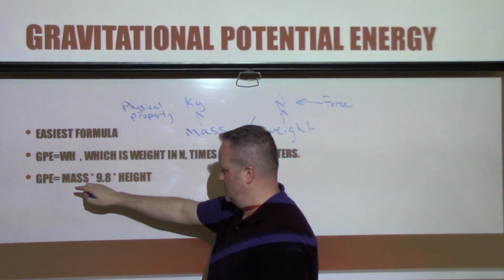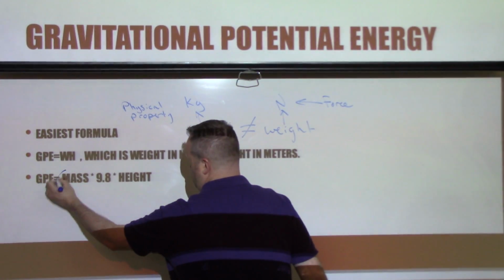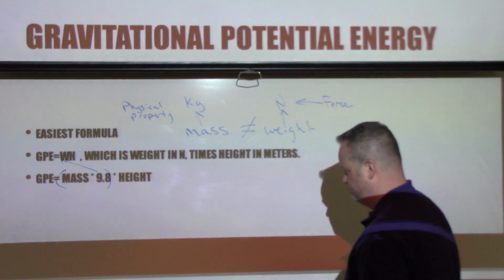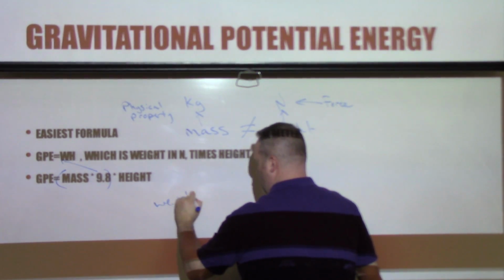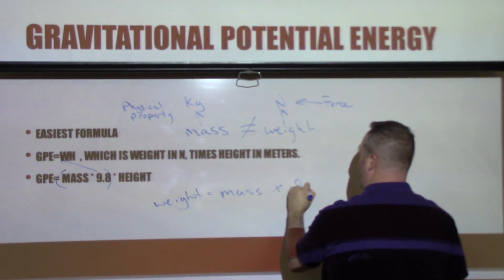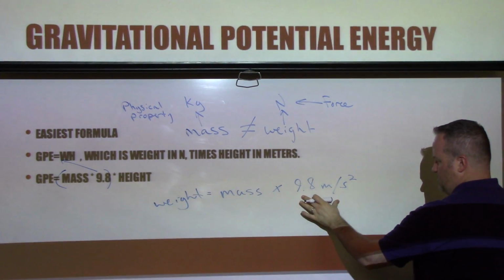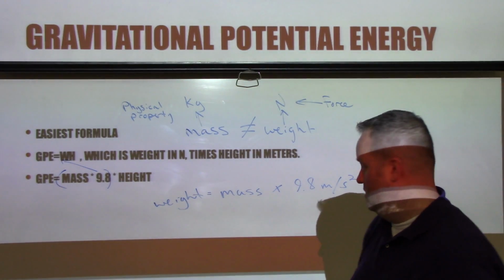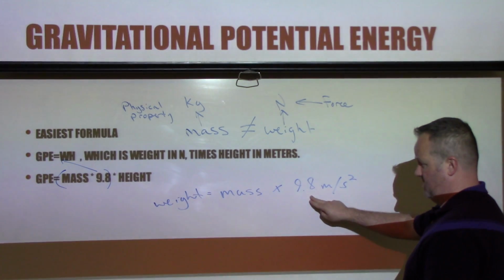Another formula we could use is mass times 9.8 times height. The reason this works is because mass times 9.8 is the same thing as weight. So weight is equal to the mass times 9.8 meters per second squared. And this number is not just some number I made up. This number is actually the force of gravity on Earth. So gravity will accelerate objects at 9.8 meters per second squared.